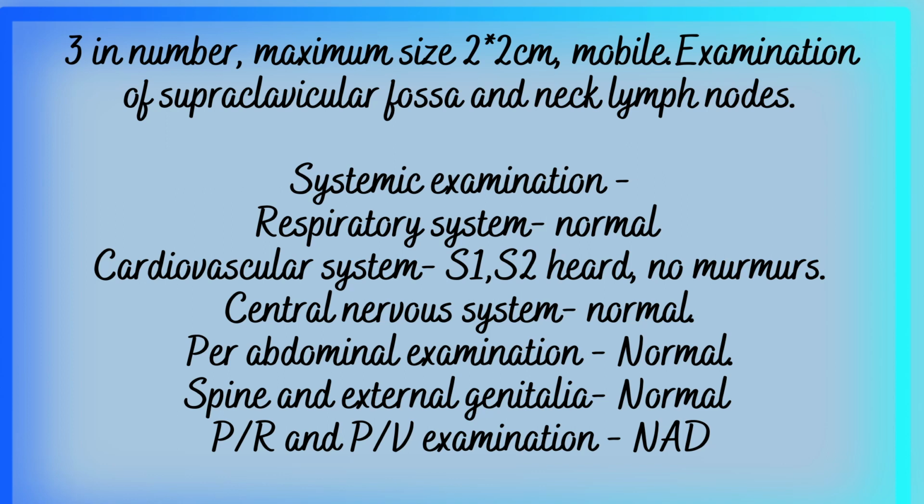How have you checked that? By standing behind the patient. I have shown you the picture now in that slide. Done. This is all about local examination. Then next comes the systemic examination. So respiratory, cardiovascular, central nervous, per abdominal, spine, external genitalia, rectal and vaginal examination are all normal for that patient. Next comes the provisional diagnosis.